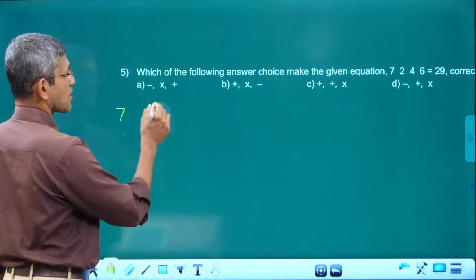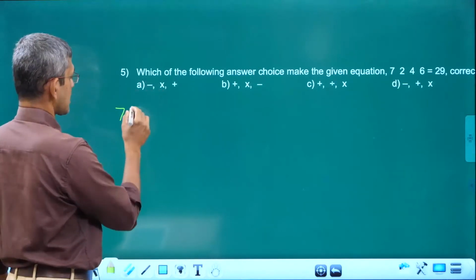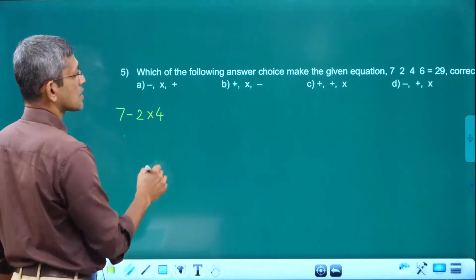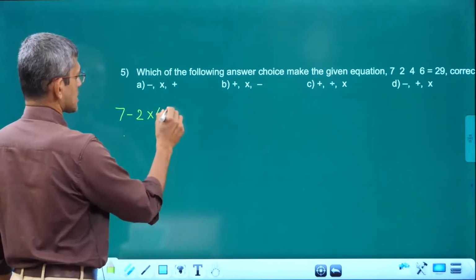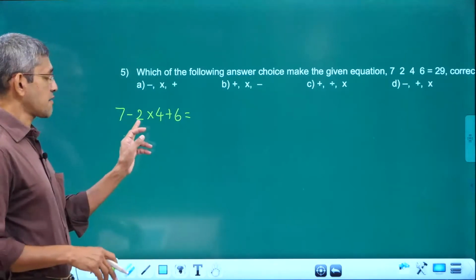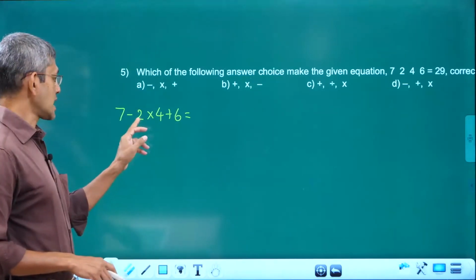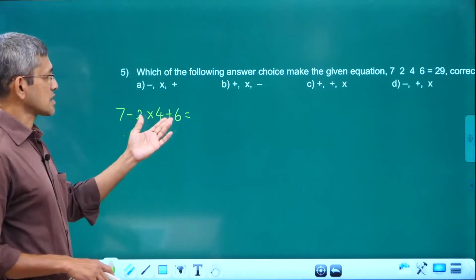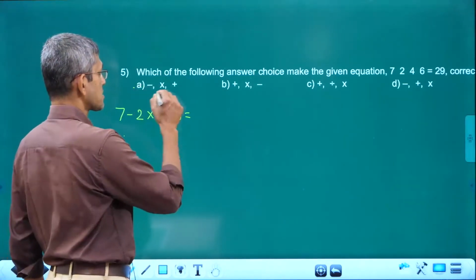7, and if you apply the first symbol, 7 minus 2 into 4 and plus 6, is that equal to 29? So here we have multiplication first. 2 into 4 is 8. So 7 minus 8 is minus 1 plus 6. That cannot be the answer. First one cannot be the answer.